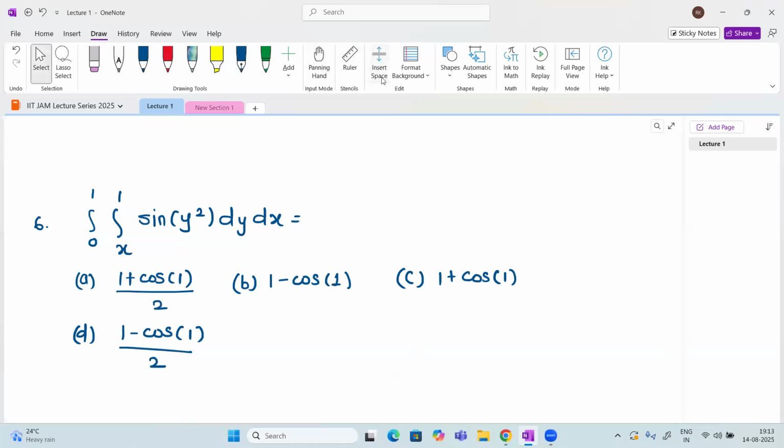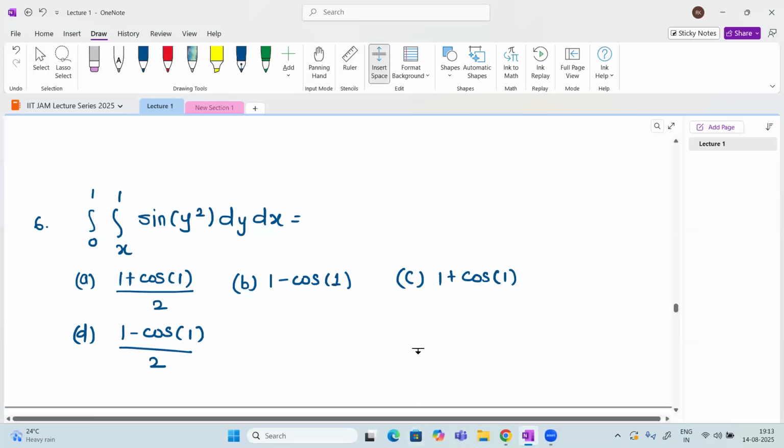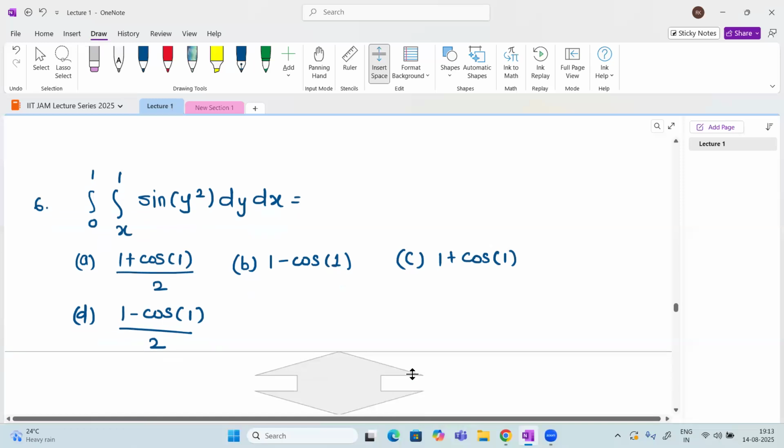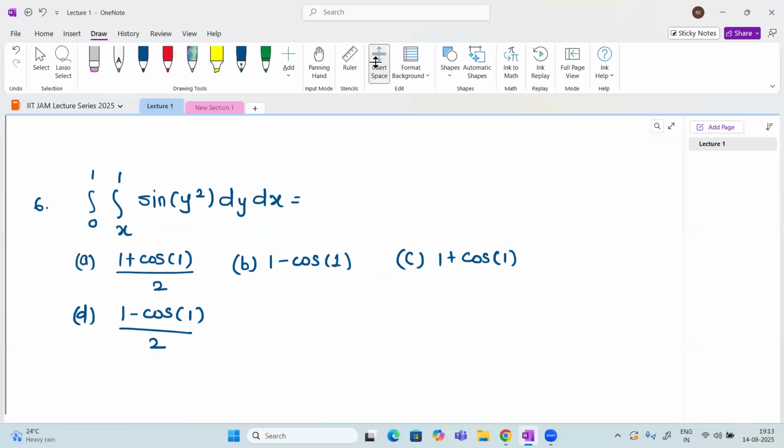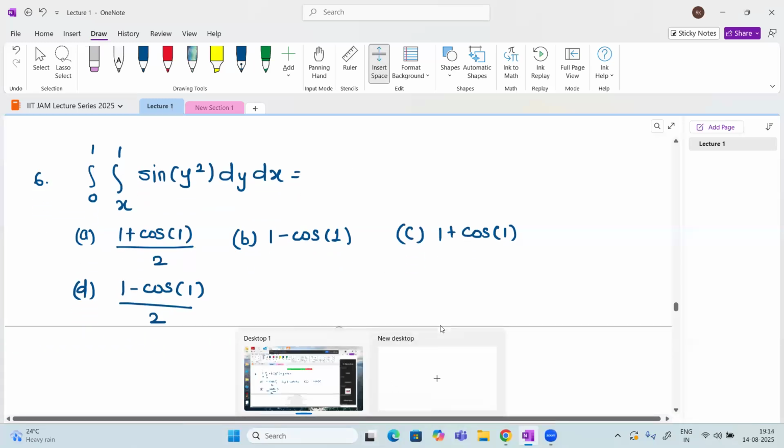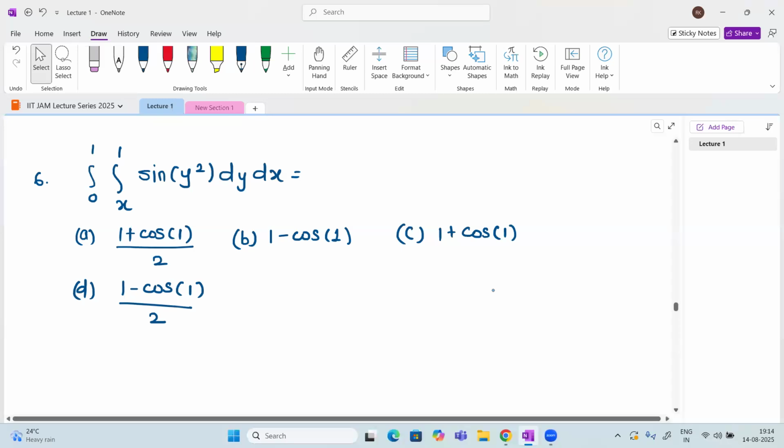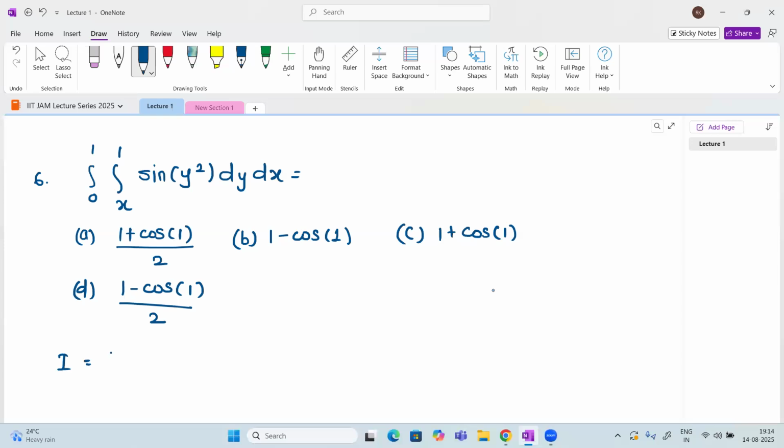Om Prakash, can you help me to solve this one? Yes, sir. Please tell me what I'm supposed to do first. First, we will draw the graph region.